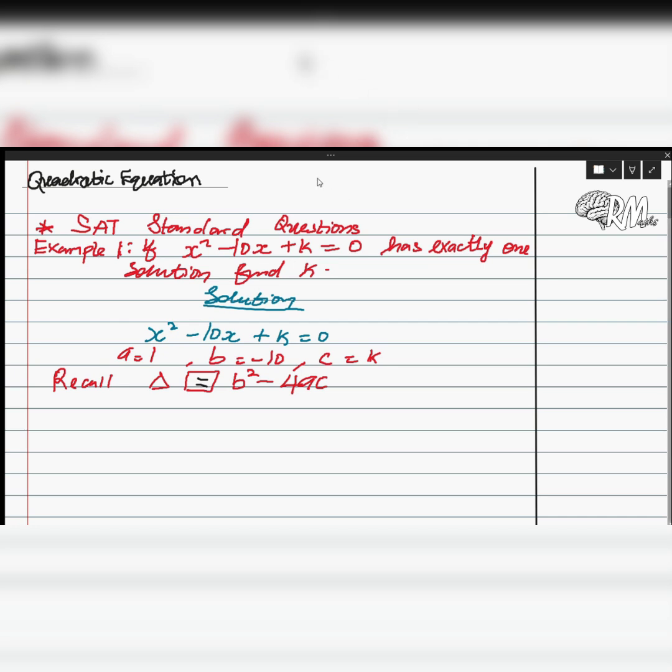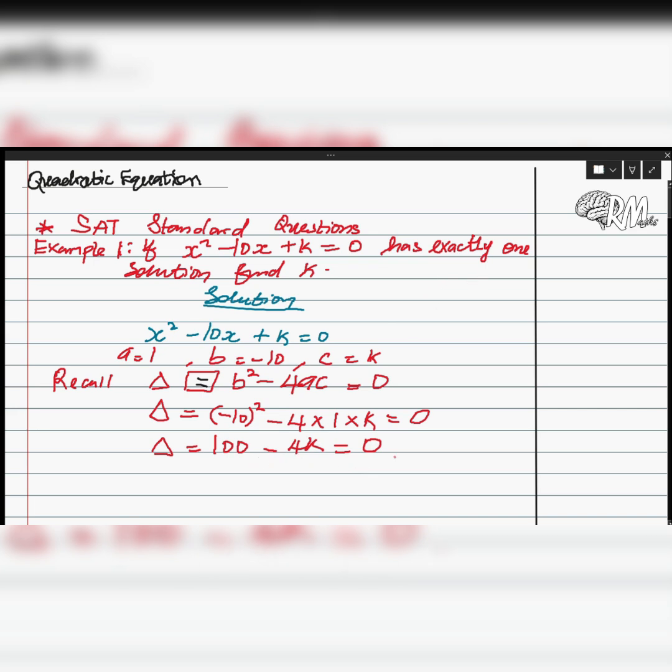So to continue solving this question, we have delta equal to, what is b? b is minus 10, so I have minus 10 all squared, then minus 4 times, what is a? a is 1, times c, what is c? Which is k. So delta equals minus 10 squared is 100, then minus 4 times 1 times k is 4k. Now remember that this is also equal to 0, so I will just equate it to 0 from the second feature of the discriminant.